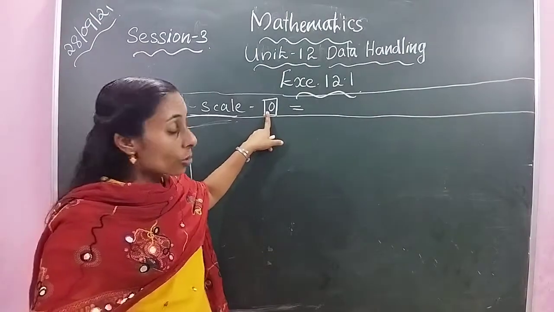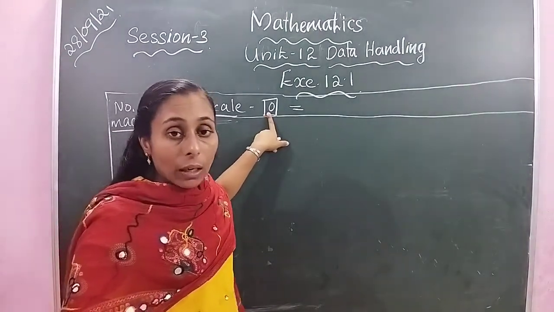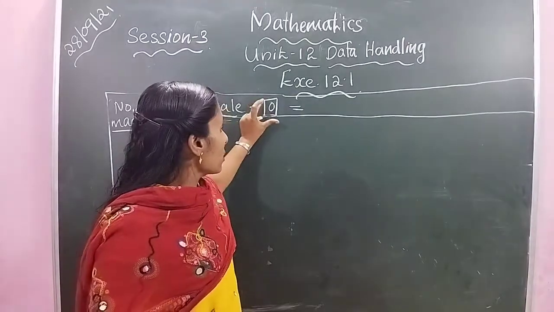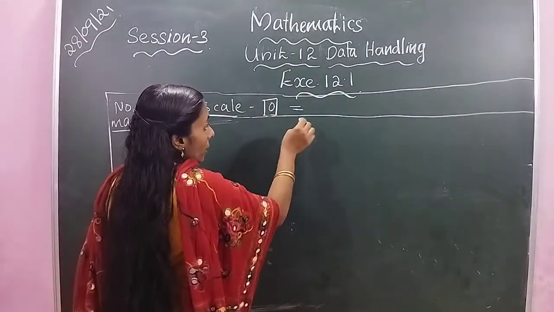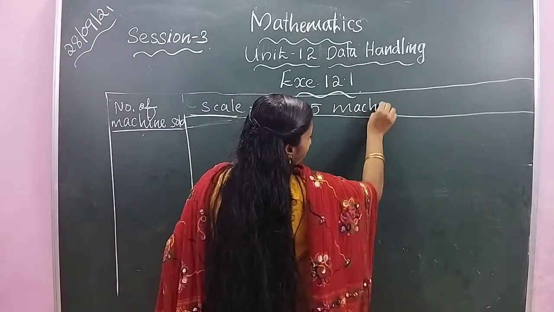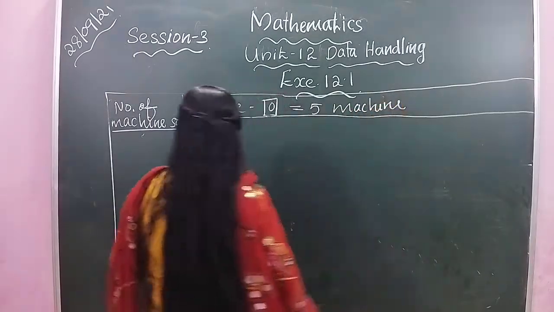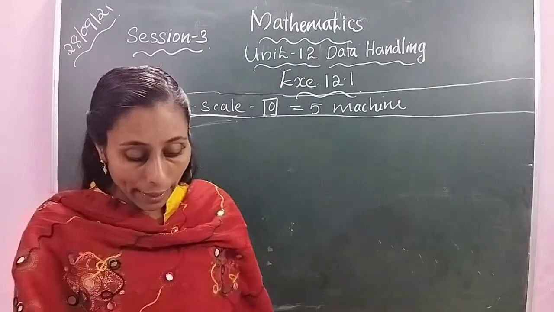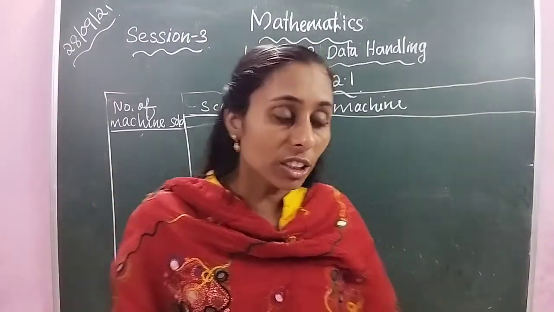We need not draw the picture of the washing machine. We can draw it this way. One symbol shows 5 machines. Then how many months are there? 6 months. First January, so first we can write January. Now the title is over, the scale is over, and the column also we have made.